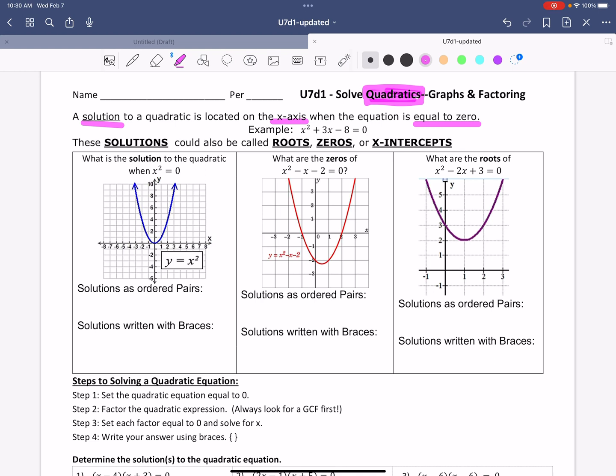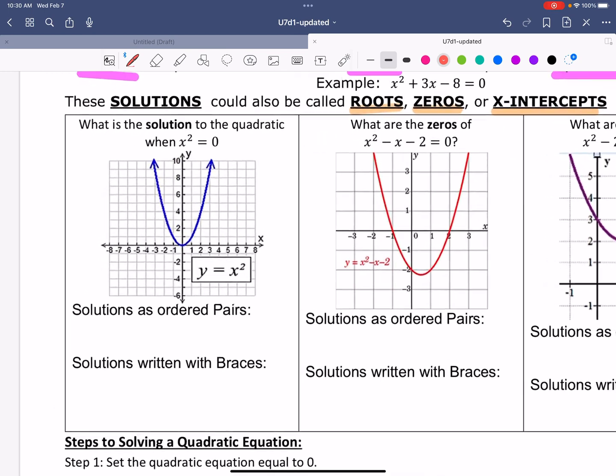A solution is where a quadratic is located on the x-axis, but it does have different names. There's a list of names right here: roots, zeros, and x-intercepts. These are different ways that the same question can be asked for you to find where the graph crosses the x-axis. There's a little tool that we use. It is called ROXS, R-O-X-S, where R is for root, O is for zero, X is for x-intercept, and S is for solution. So if you're ever asked a question on a test and they ask for the root or the zero or the solution, all they're wanting you to find is the x-intercept.